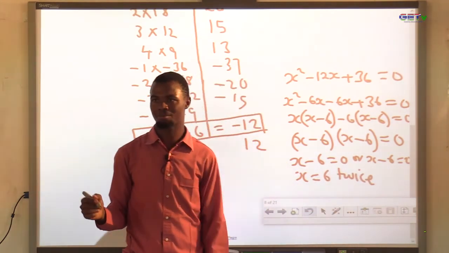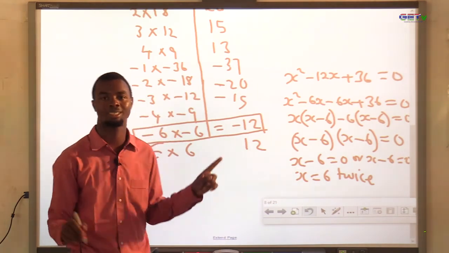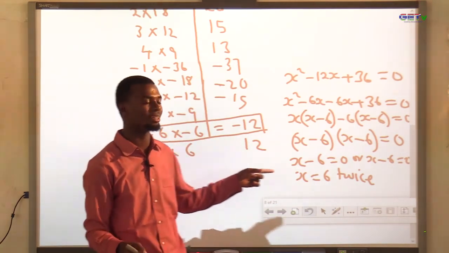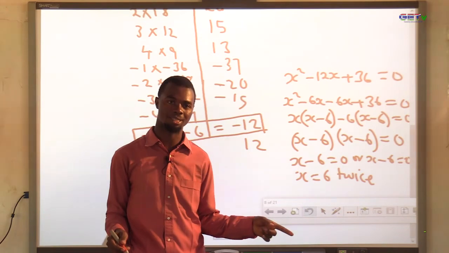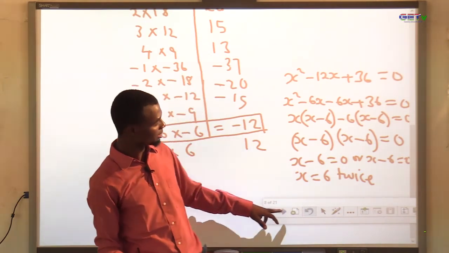Why is this? Because the expression is a perfect square. That is why you will have x equals 6 twice. So we go to the next one.